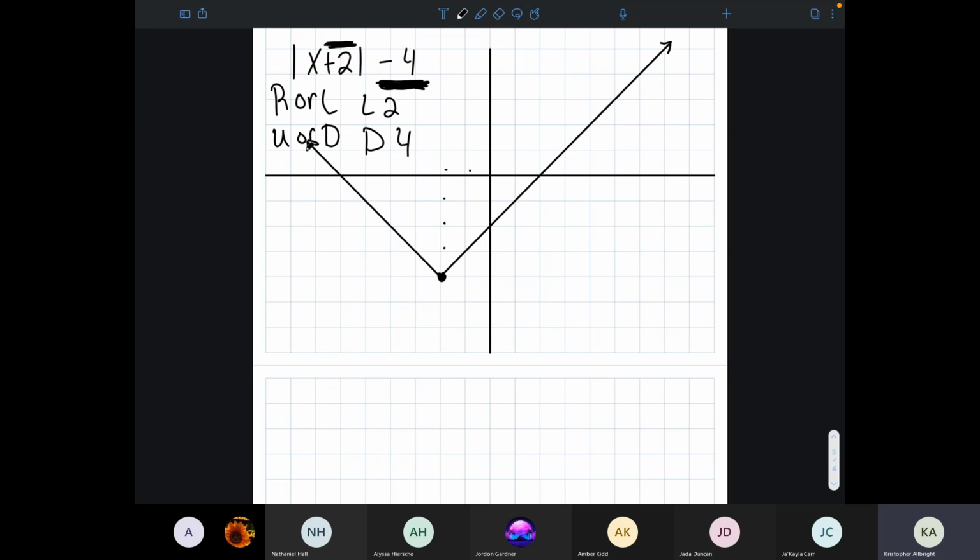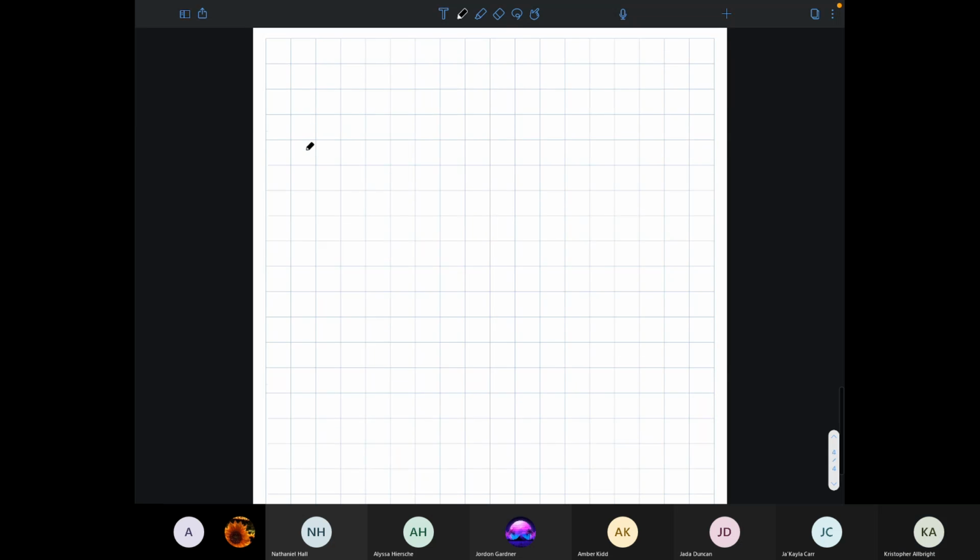Does it make sense how we're doing the translations up and down, left and right? Vaguely? Okay.